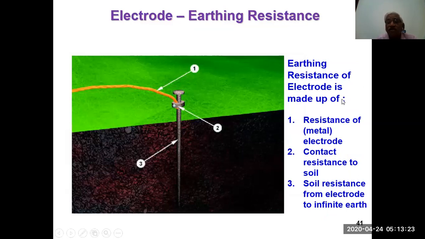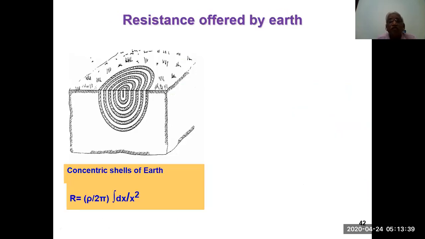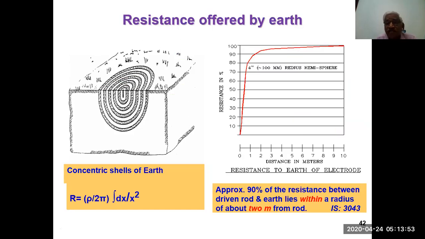Earthing resistance of the electrode is made up of the resistance of the metal electrode, the contact resistance, and the resistance of the soil from the electrode to infinity. That means the third one is from here going out to some other distant point. It is the resistance offered by earth. If you take a cutting of that, you will understand that when the earth current is going, it is going in the form of a circle. It's an electromagnetic one. This is the resistance to earth of the electrode.